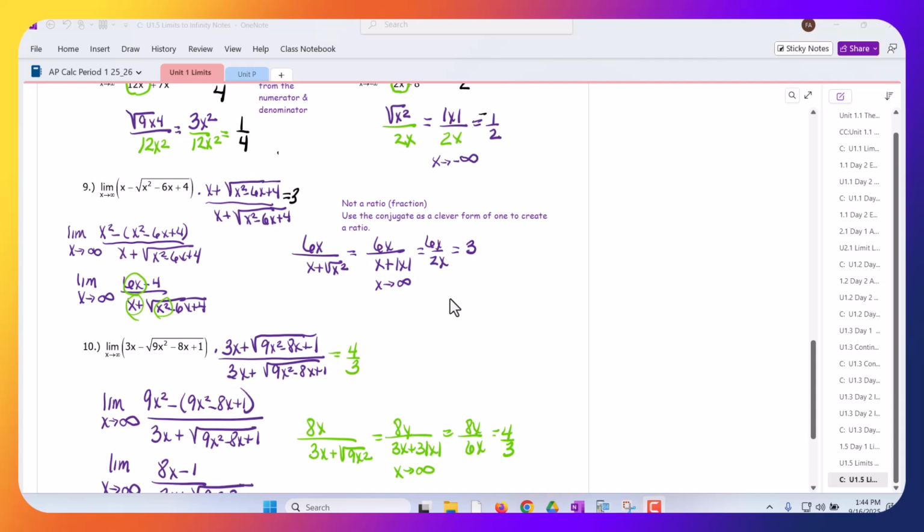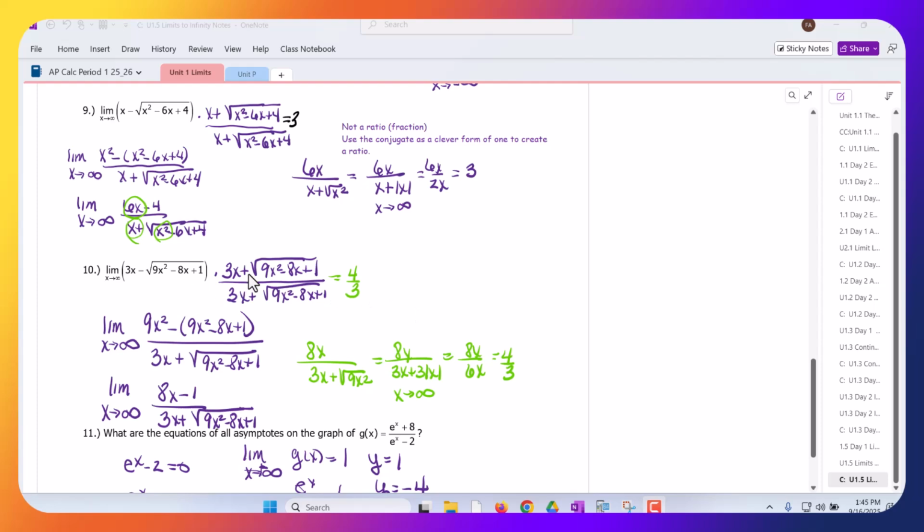Here we do not have a numerator-denominator structure, but we are going to use the conjugate to make a clever form of 1 to produce an equivalent form which we will simplify, and then we can create our end behavior model and simplify that to get the value of the limit as 3.